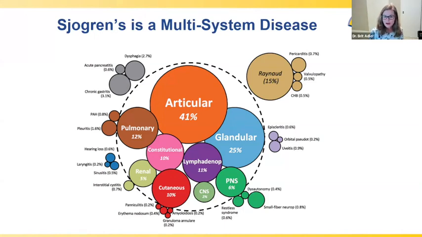Raynaud's is also extremely common and affects about 15% of people. And so that can be very prominent in some people as well. So Sjögren's is more than just a dry eye disease, and it really is a multi-system disease affecting the entire body.